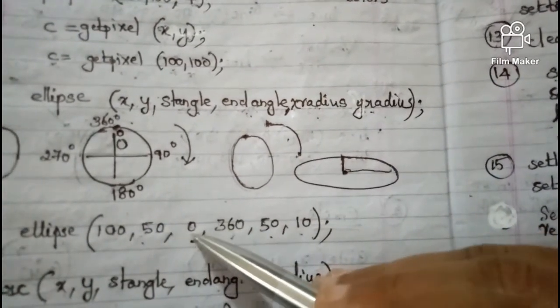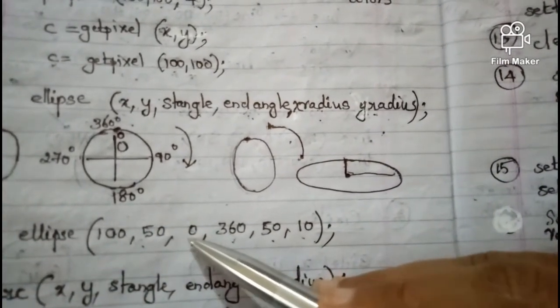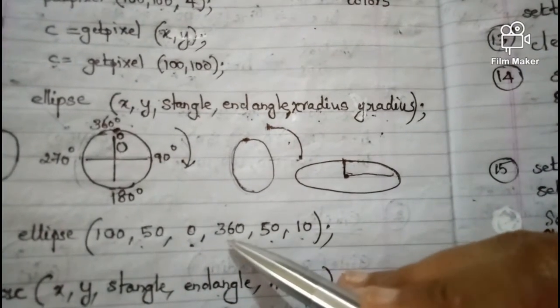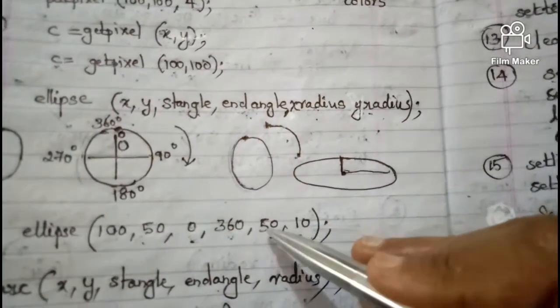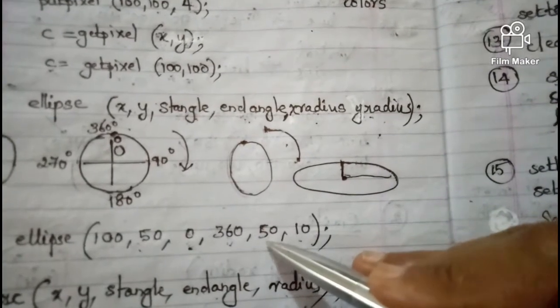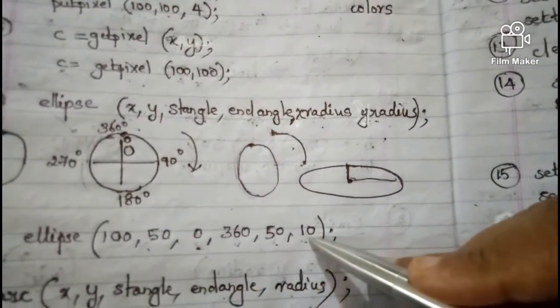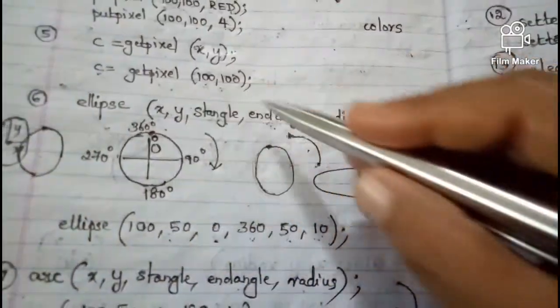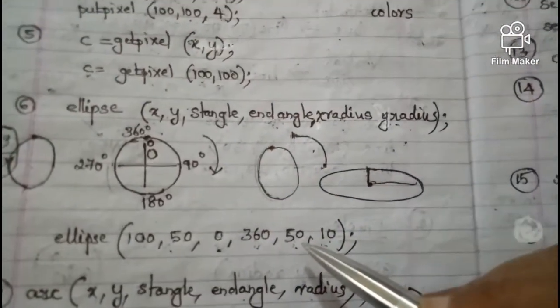360 indicates this ellipse is a complete ellipse which begins at 0 degree and ends at 360 degrees. It is having an x radius of 50 and y radius of 10. So in this way, we can easily specify an ellipse.